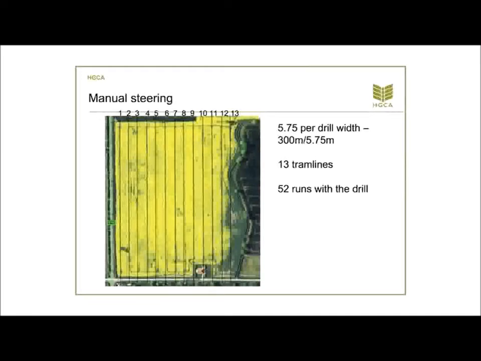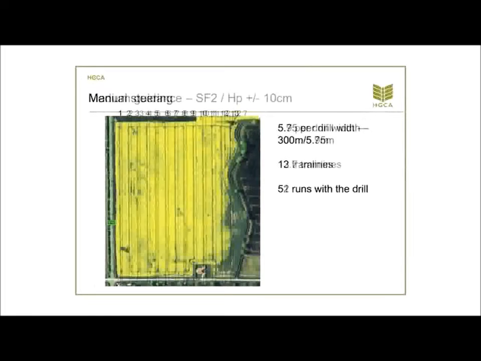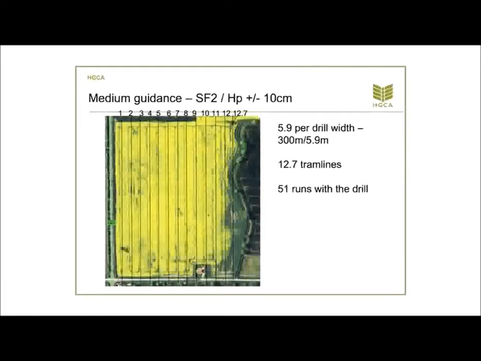Right, so taking it on, the next stage, what does that mean in that field? So if we increase our effective drill width up to 5.9 metres, we again do our simple sum of taking the 300-metre headland, divide it by 5.9, and you've now only got 12.7 tram lines. That might not really excite you because a fraction of a tram line might be fairly meaningless, but what's really important here is we've taken one complete drill run out of that field. So we've gone from 52 down to 51.